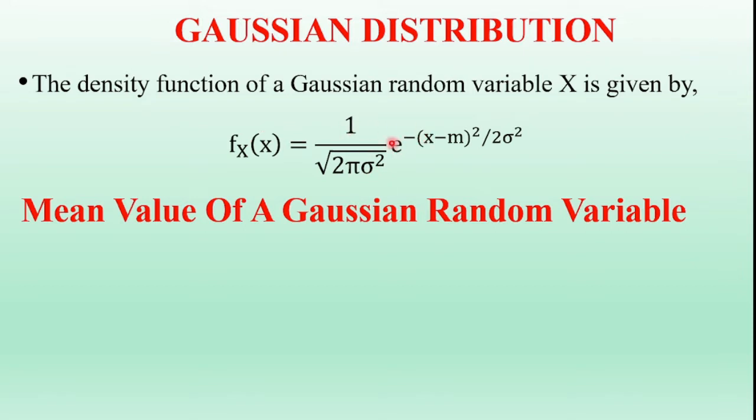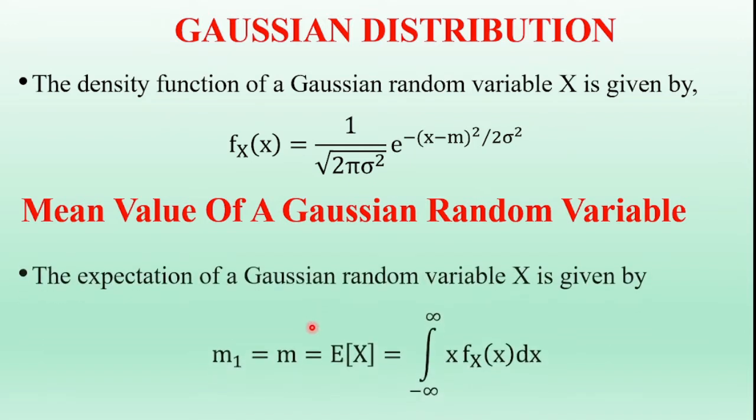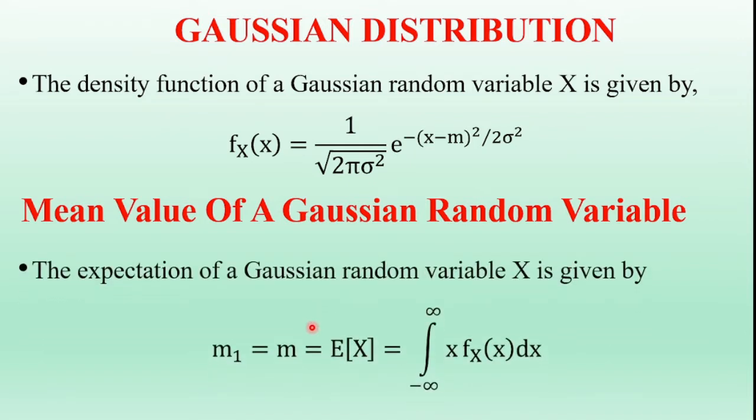This Gaussian distribution concept is already explained in my previous videos. Please refer to those videos. Now here we want to calculate the mean value of the Gaussian random variable. We know that the mean value is given by expectation of X is equal to integral from minus infinity to infinity of x into f_X(x) dx. This expectation of X is also called the first moment of the random variable, and is denoted as m suffix 1 or simply m.